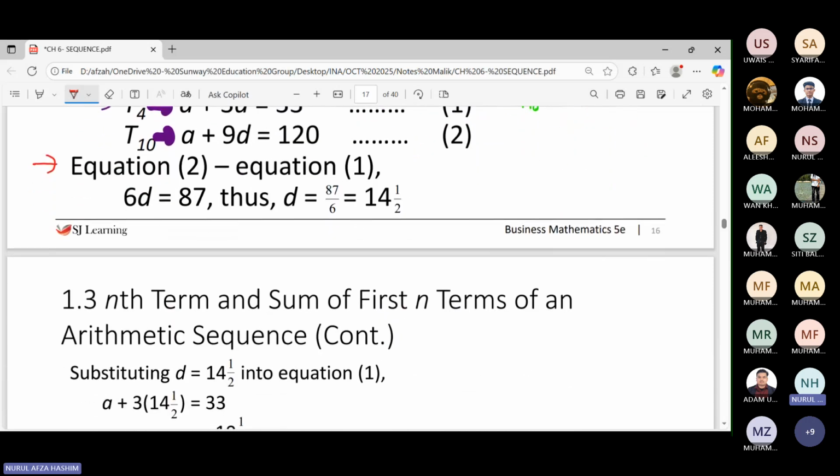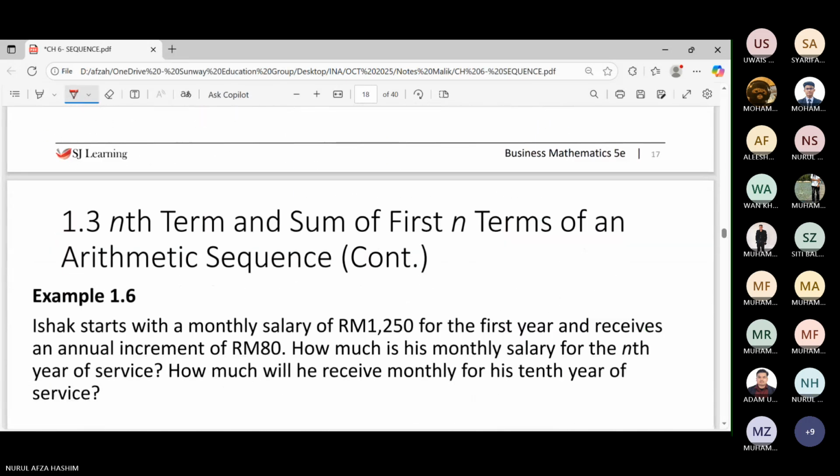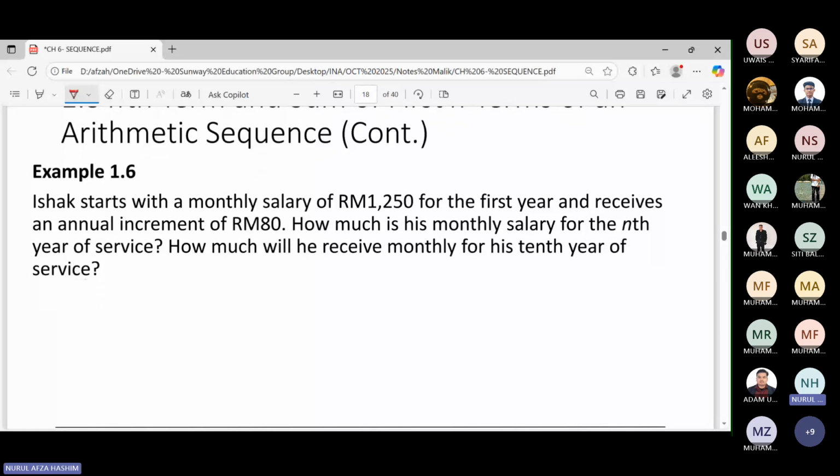All right. Now, if you look at here, the statement is saying that his monthly salary is 1250 in the first year and the increment is only $80. So what do you mean by this? It means that the A is 1250, that is in the first year. After that, the increment is $80. So increment means the difference, because you increase every year by $80.